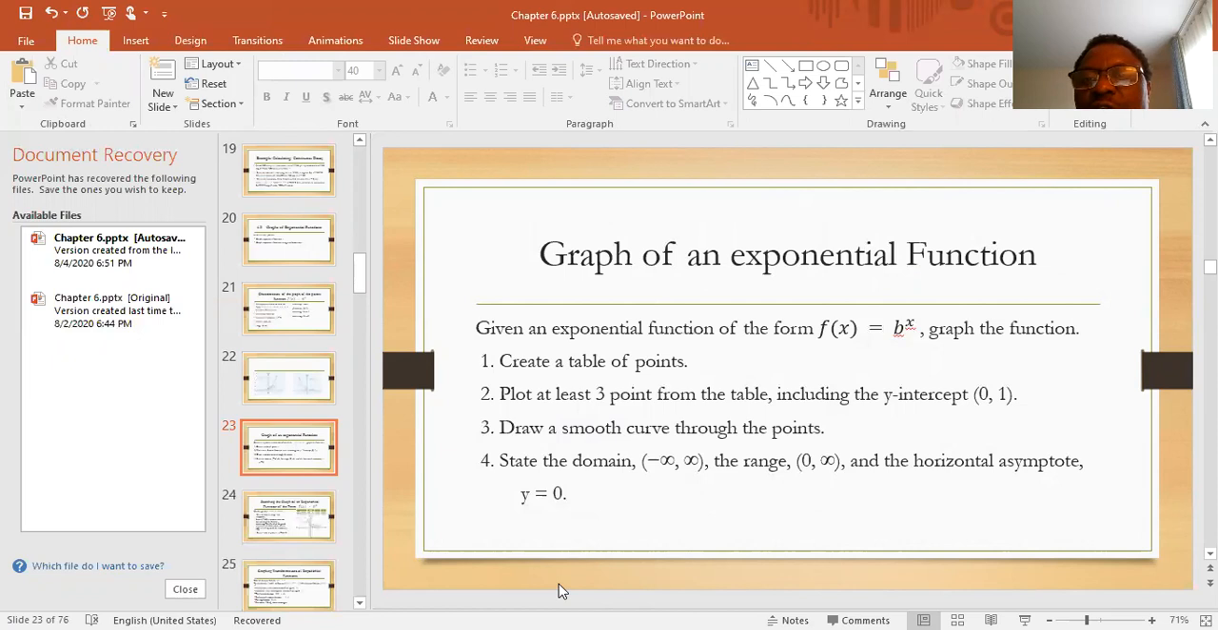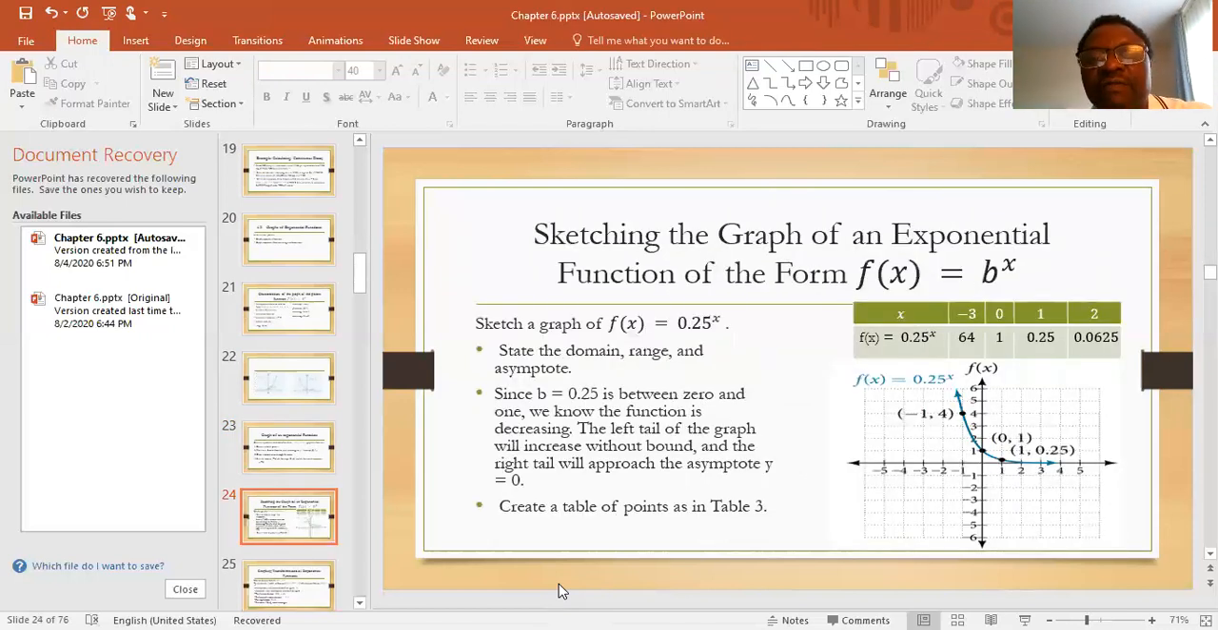So given an exponential function of the form f of x equals b raised to power x, we can graph the function by creating a table of points. Usually 2 or 3 points are useful. We plot at least 3 points from the table, including the y-intercept (0, 1). Draw a smooth curve through those points. State the domain, negative infinity to infinity, and the range is from 0 to infinity. There is a horizontal asymptote at y equal to 0, that is, the x-axis is a horizontal asymptote. The graph is not supposed to cross the x-axis.